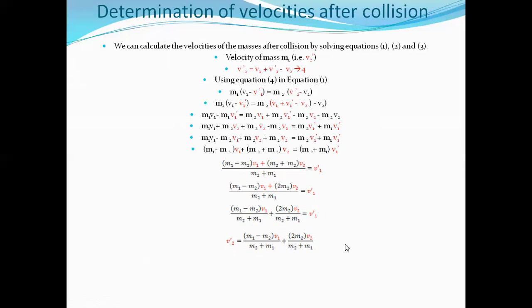Now how is it possible? We have already figured out the value of v1, so we can find out the value of v2 as well. We can repeat the whole process again by taking v1 dash from the third equation and putting it in the first equation. What was the first equation? Using equation number 5 in equation 1, which is m1 (v1 minus v1 dash) is equal to m2 (v2 dash minus v2).